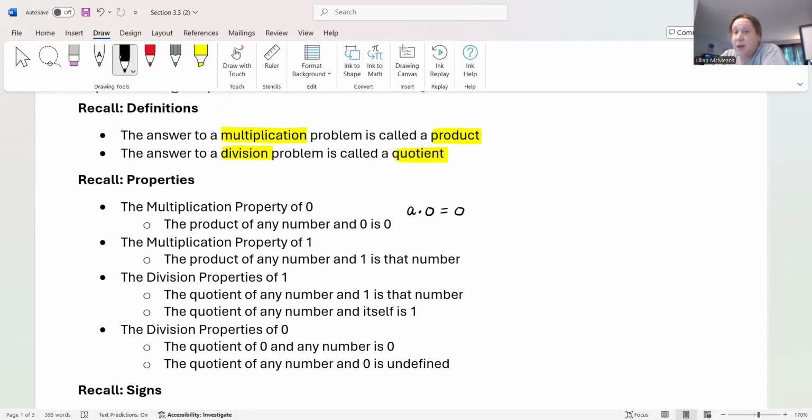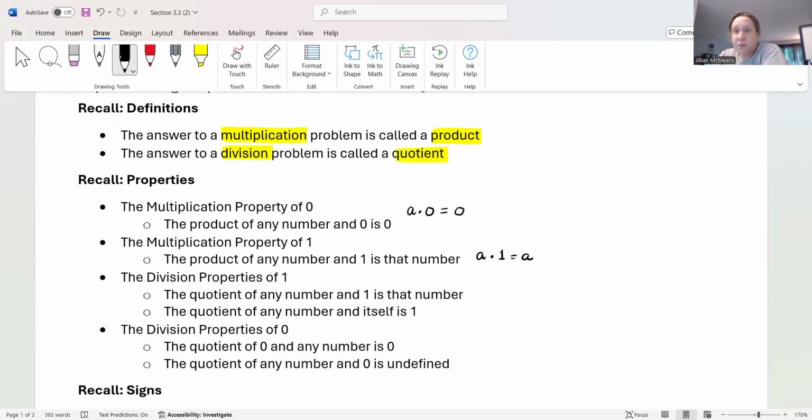We then have the multiplication property of one, and the multiplication property of one says the product of any number and one is just that number. So regardless of what the number is, positive, negative, big, small, fraction, decimal, integer, whole number, doesn't matter. Whatever that number is, if I multiply it by one, I just get that number right back, okay? And we actually use this property quite a bit when we're talking about fractions, especially when we start talking about adding and subtracting. We use it in kind of a secret way, but it's really powerful for us.